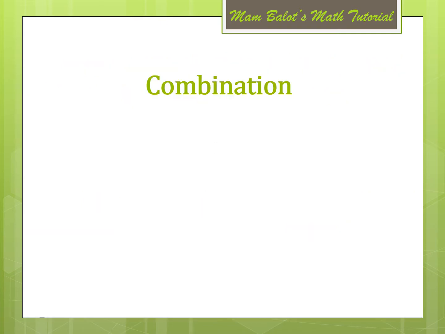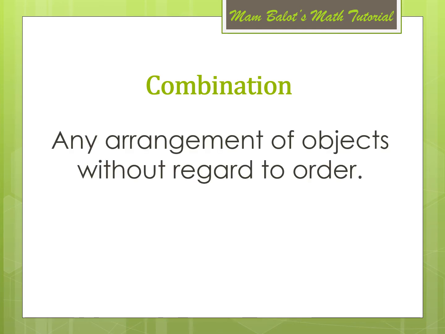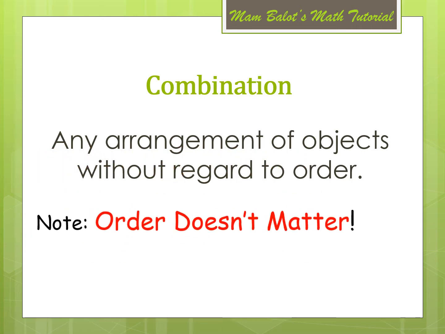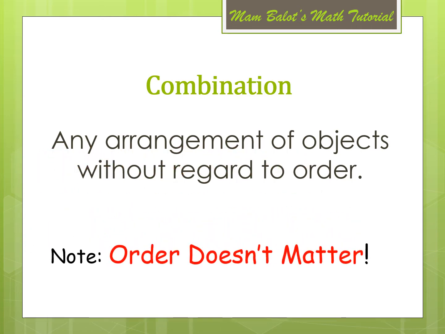Now, what is a combination? What's the difference between a permutation and a combination? A combination is also an arrangement of objects, but it is without regard to order. So take note that in combination, the order doesn't matter.